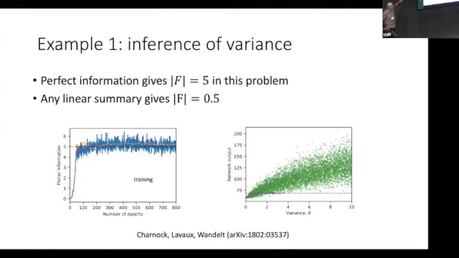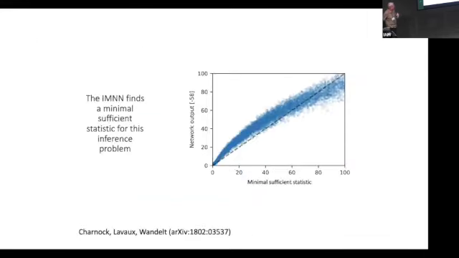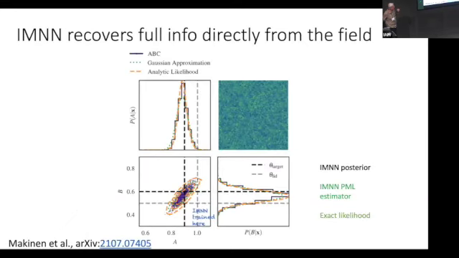Okay, so let me show you how it works. You can test this for simple cases. For example, this is a simple inference of variance, where you know what the answer is for the Fisher information. Any linear summary would give you much, much less information. And it turns out that using this approach also gives you the correct summary, and you can use it for inference. Okay, let me skip over this Gaussianization property.